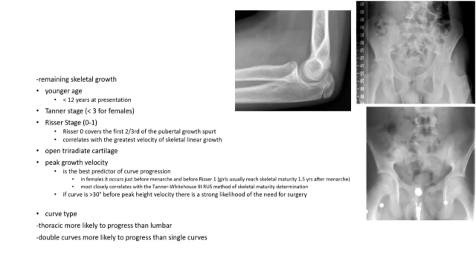And the peak height velocity, which is one of the best predictors for curve progression, is for females around menarche. And if the curve is more than 30 degrees before peak height velocity, around the age of menarche, it's more likely to need surgery. Also, the curve type: the thoracic is more likely to progress than lumbar, and the double curves are more likely to progress than single curves. And we are going to know what these curves are about in a few seconds.